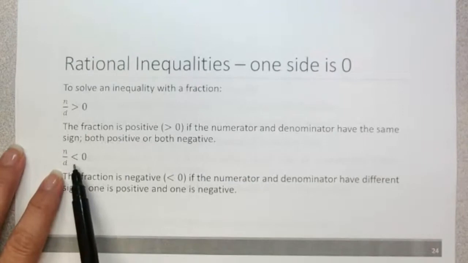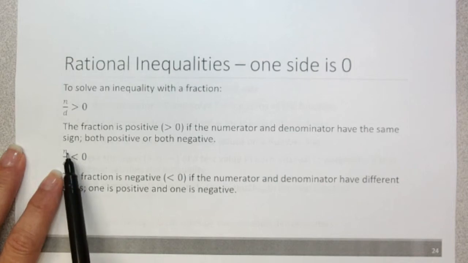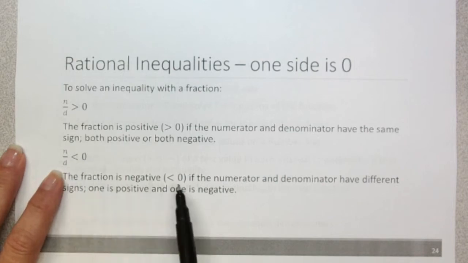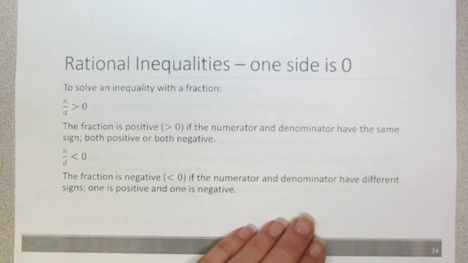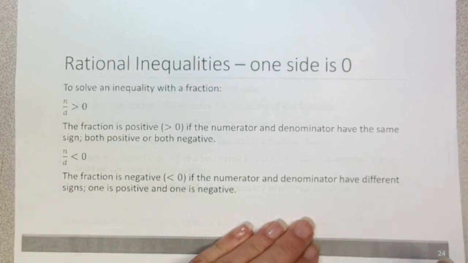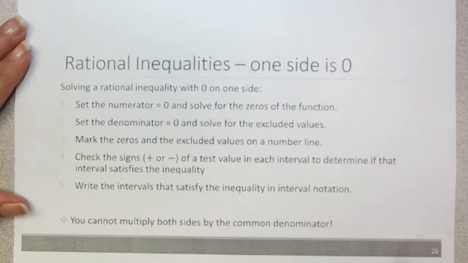This fraction will be negative, though, if the numerator is positive and the denominator is negative, or the numerator is negative and the denominator is positive. Or this fraction will be less than 0, negative, if the numerator and denominator have different signs. Keeping that in mind, let's take a look at the procedure that we're going to use to solve a rational inequality when one side is equal to 0.